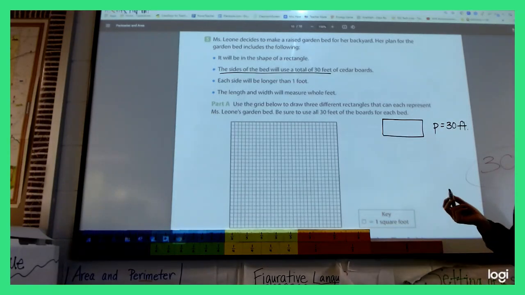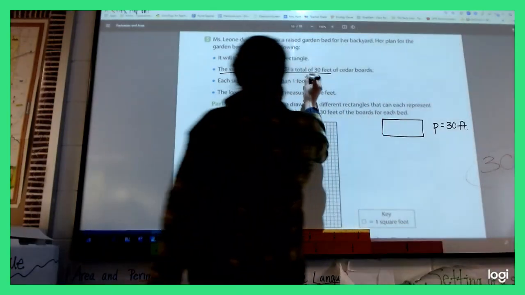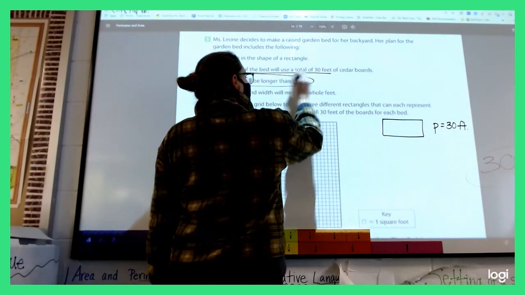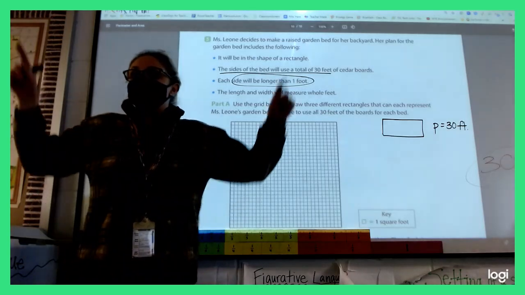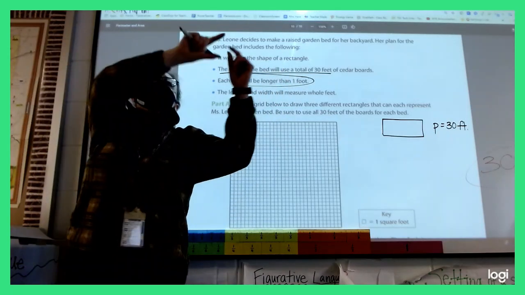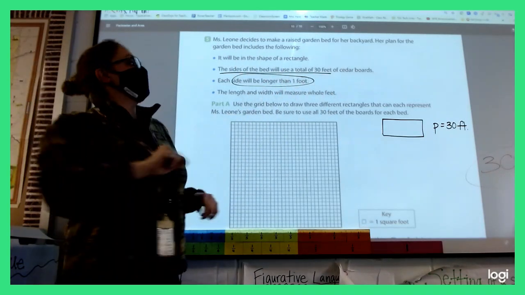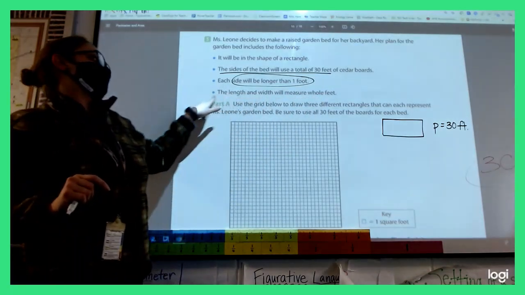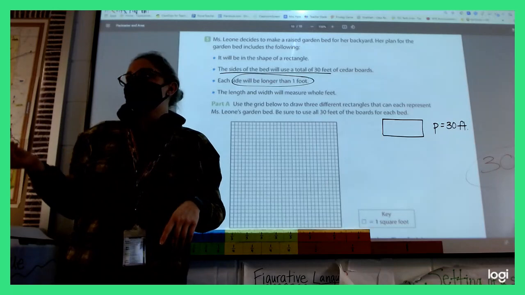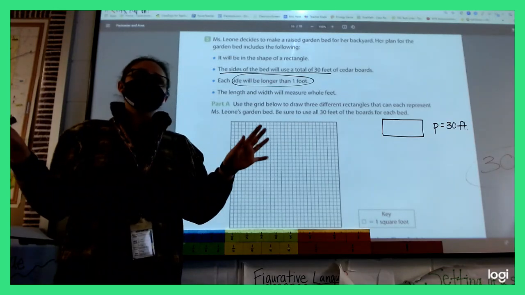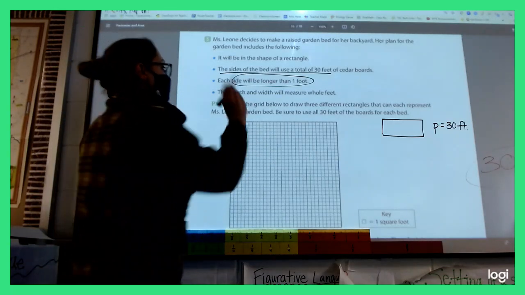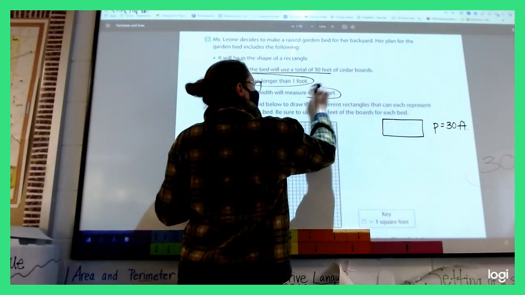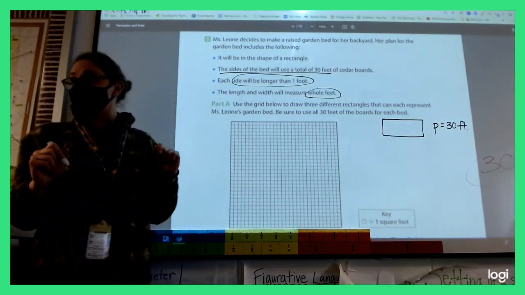Okay, next rule, each side will be longer than 1 foot. That means I cannot have 1 foot on the end and then really long length. Okay, we are not allowed to do that. And then this last one just says we're using whole feet. So I couldn't say 10.5 feet on one side, which I don't think any of us would try to do anyway. Okay, but we do need to make sure it's in whole feet. So no half, no fractions.